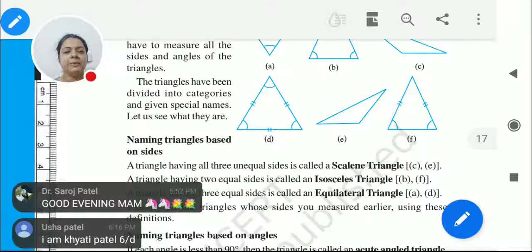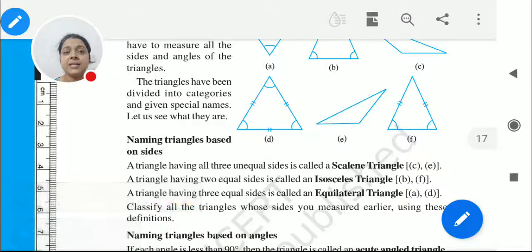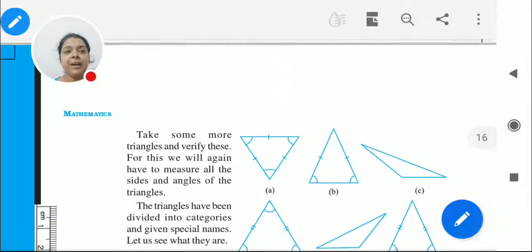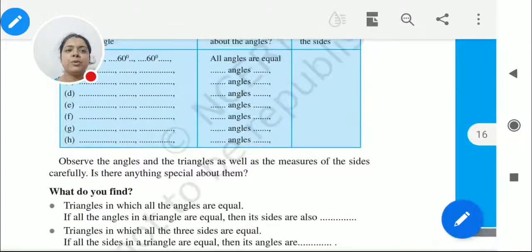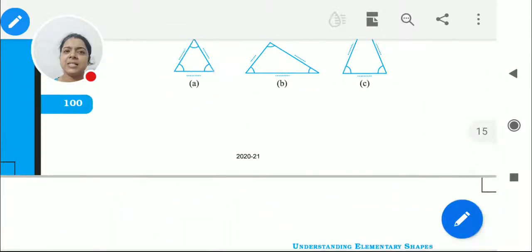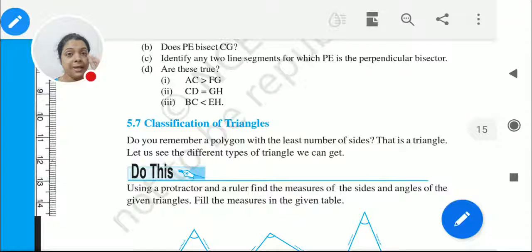Good evening, everyone. As you know, we are here with a new chapter today, and it is exercise 5.6. Till now, we are done with exercise 5.5, and now we are talking about classification of triangles.